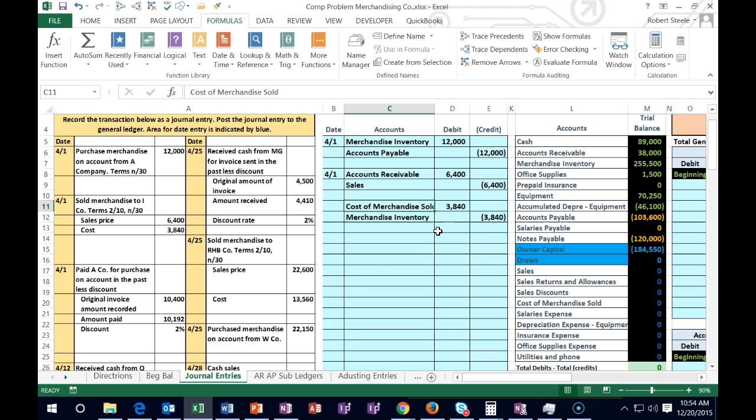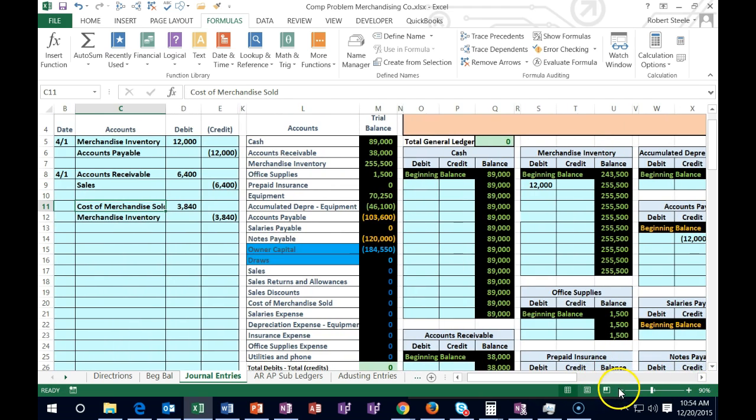So now let's go ahead and post this out. So I'm going to scroll over to this side. I'm going to make this a little bit smaller again in the taskbar.